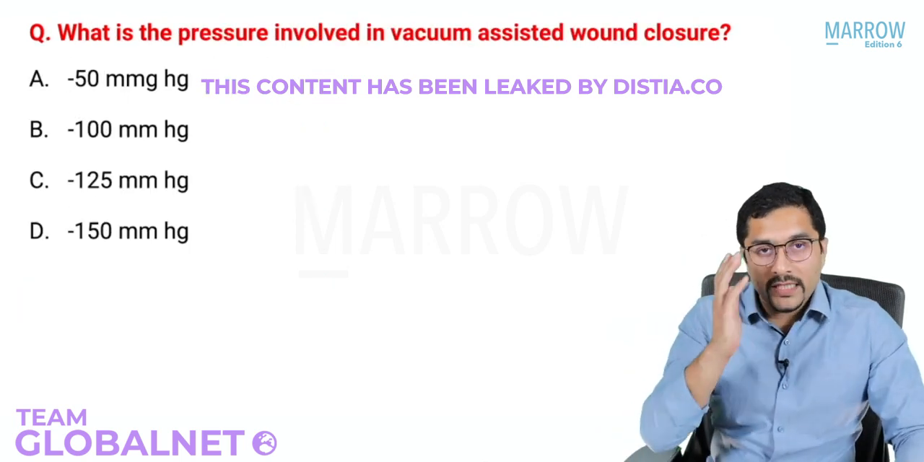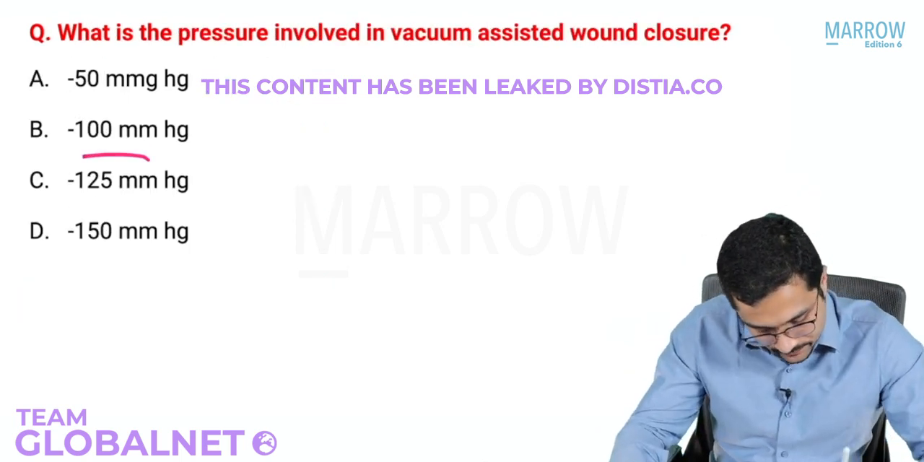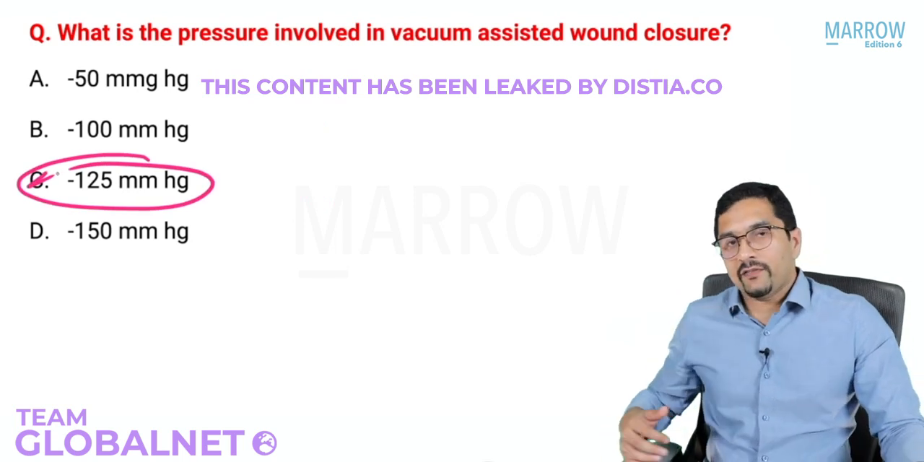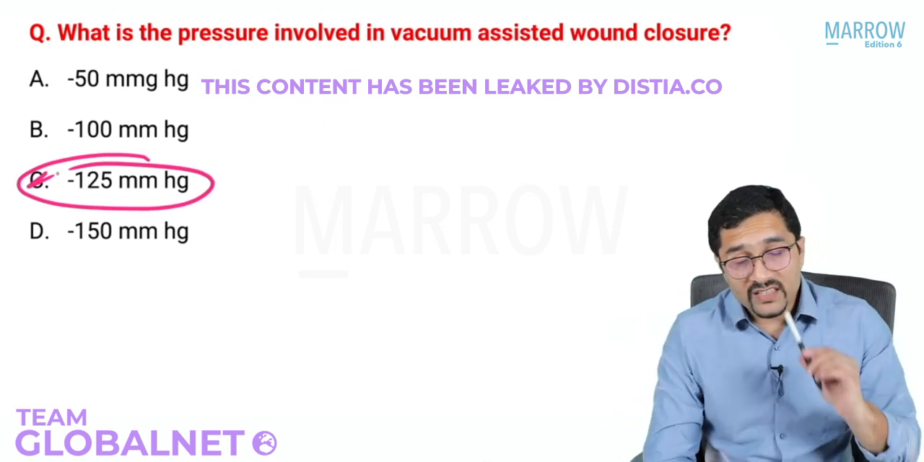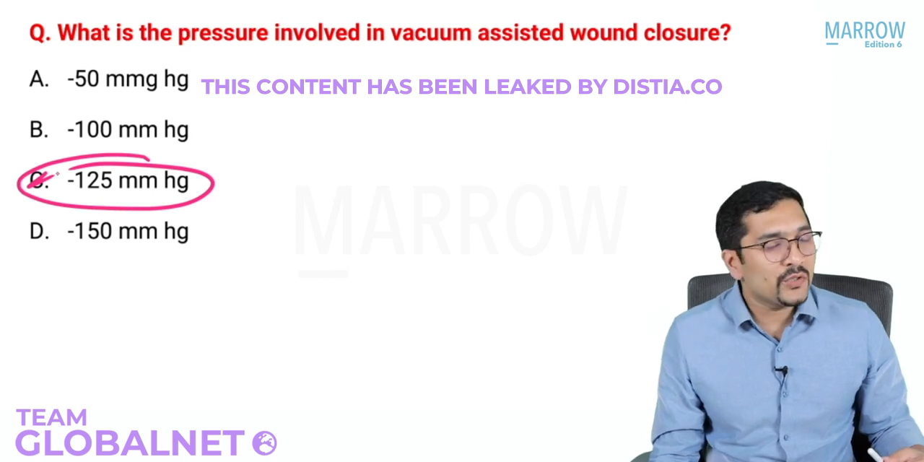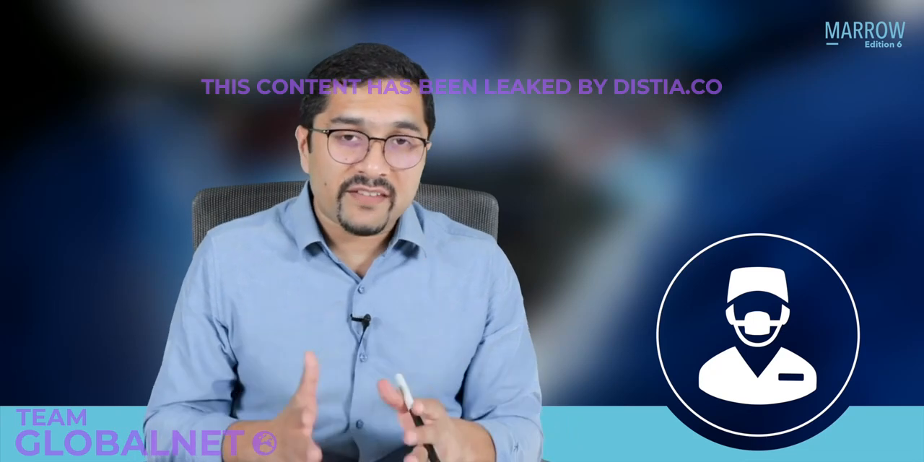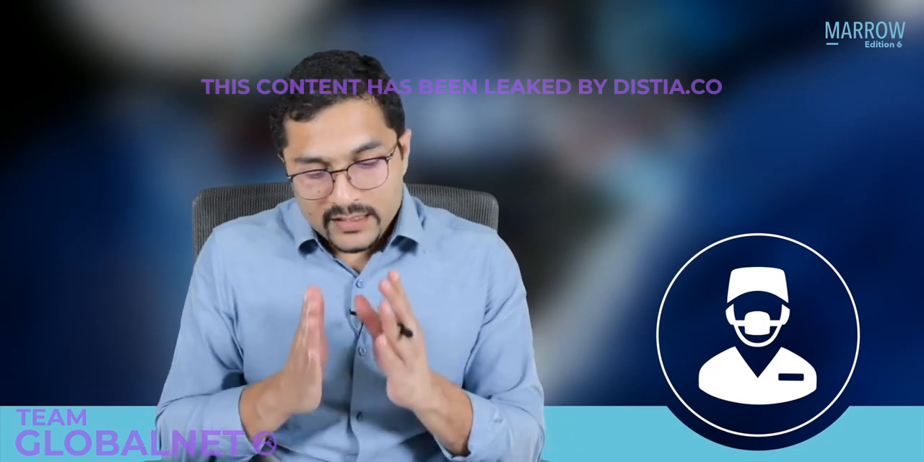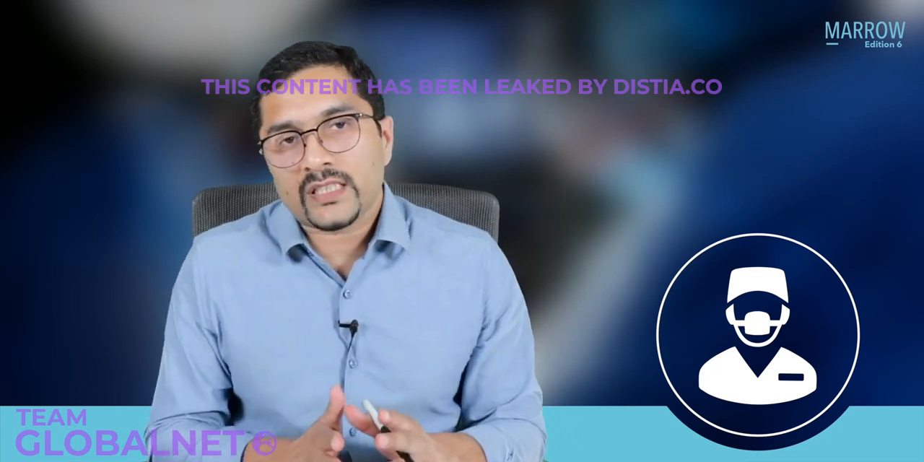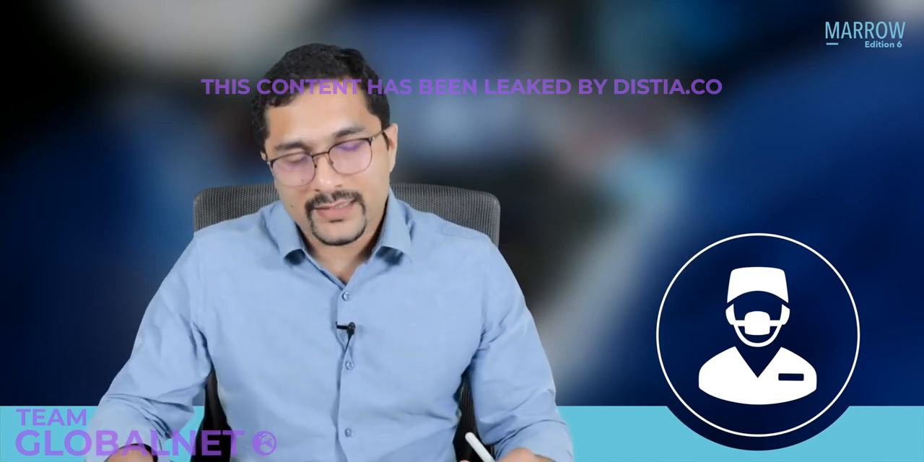And finally, what is the pressure involved in vacuum assisted closure? It is minus 125 millimeters of mercury. VAC is very important from the point of MCQ. Lot of questions have been asked from it. So that brings us to the end of this very, very important module. And you can expect at least 1 to 2 questions from this module in various MCQ exams. Thank you.